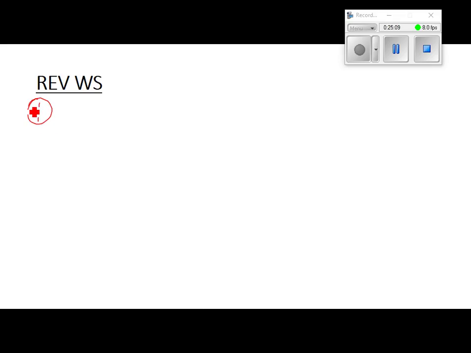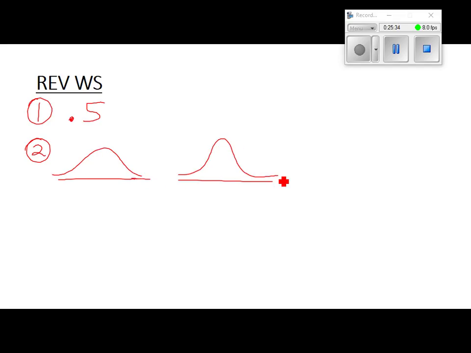Number 1, what's half the area under a normal curve? 0.5. That's pretty easy. Half the area is 0.5. Number 2, draw two normal curves that have the same mean but different standard deviations. How am I gonna make these two graphs look different? One's gonna be slimmer and one's gonna be wider. So maybe something like that, and then something like that.